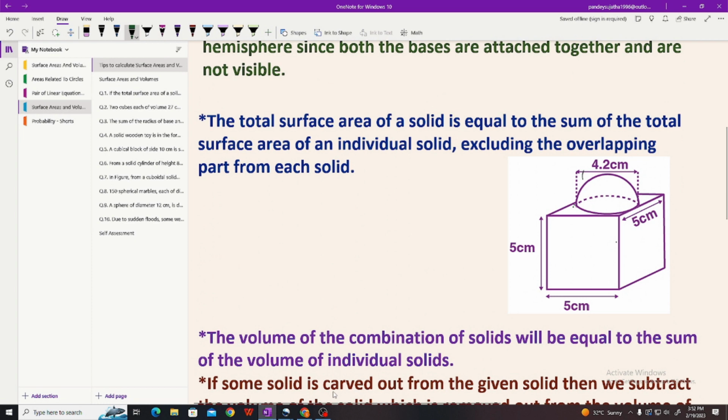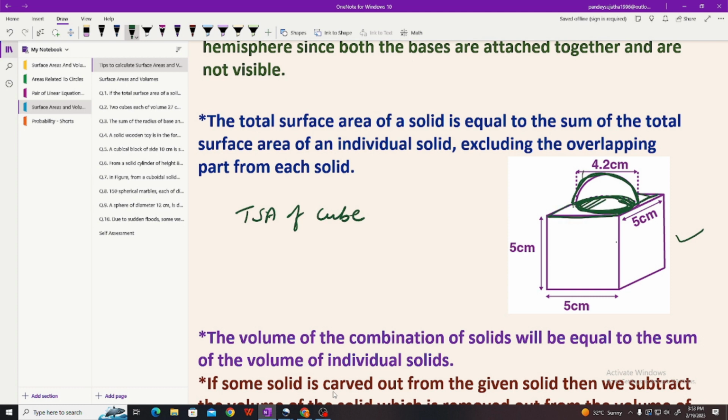Now just look into this shape. Here a hemisphere is surmounted on the cube. So to find the surface area of this new solid formed, here we are going to find the total surface area of cube. And from this cube, we will subtract the area that is overlapping. That is, this is the area of hemisphere and this is the area of the top face of the cube.